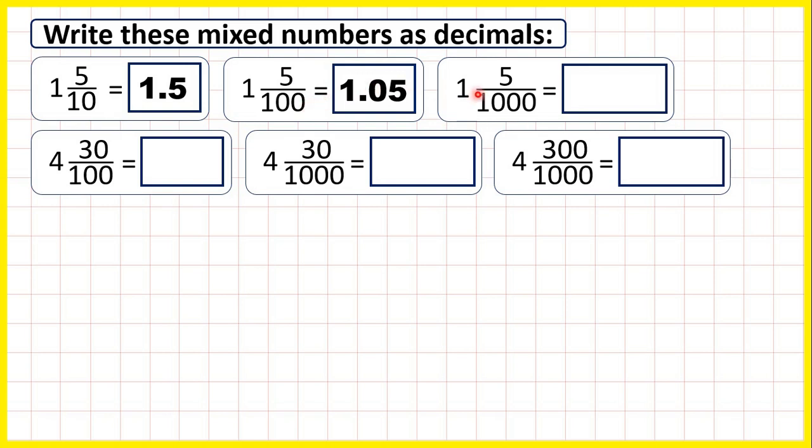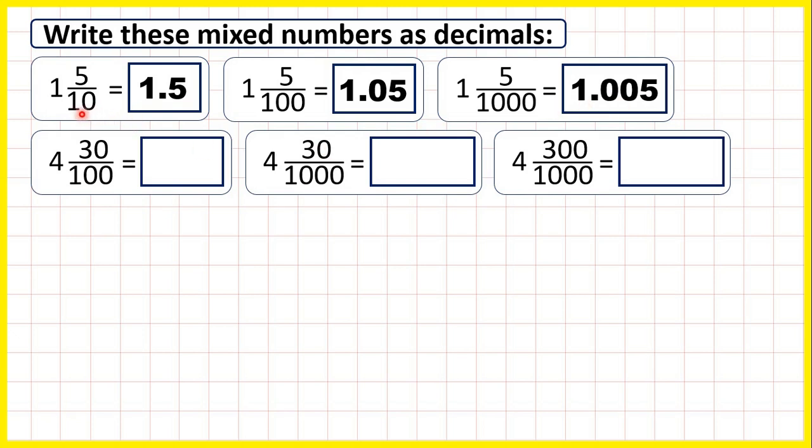And now 1 and 5/1000 is 1.005. That's because the third digit after the decimal point is always the thousandths digit, so we need zeros in our hundredths and tenths to make it clear that this 5 is in our thousandths place value column.